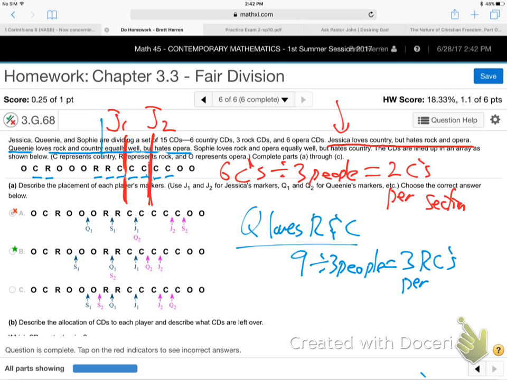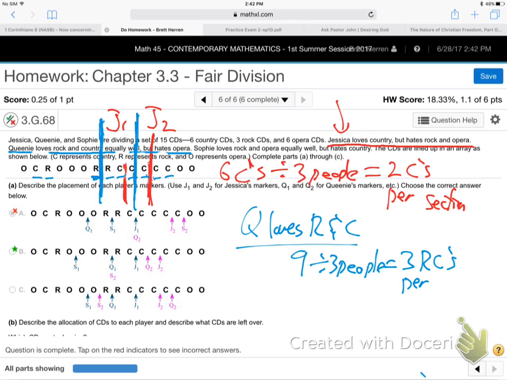All right, so just count from the left till you have 3 country rock. 1, 2, 3, right there. See how that leaves 3 rock country in the left section? And then 3 more right here. And that leaves 3 in the right.